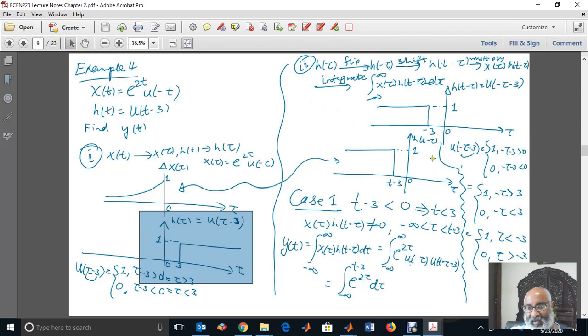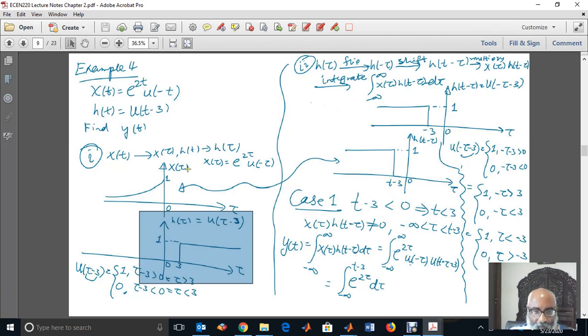Then we have the shift. We shift it by t, which means every point will move by t. So this minus 3 will become t minus 3. We add t here, so it will be t minus 3. So u(t-τ-3) will be this one, right?